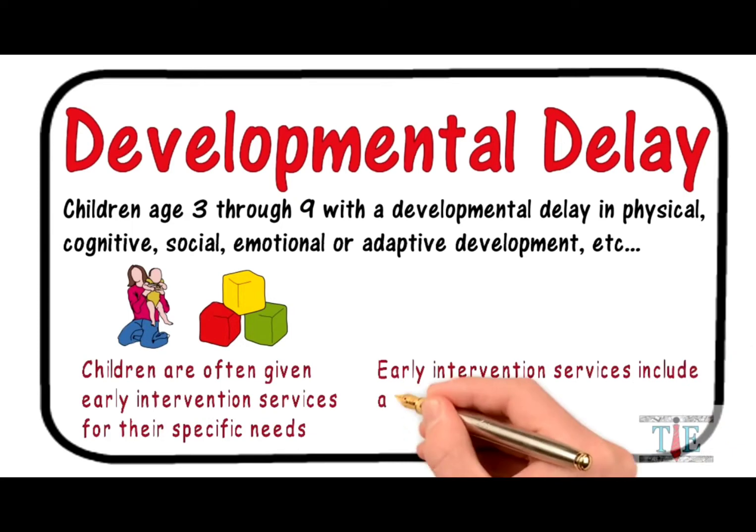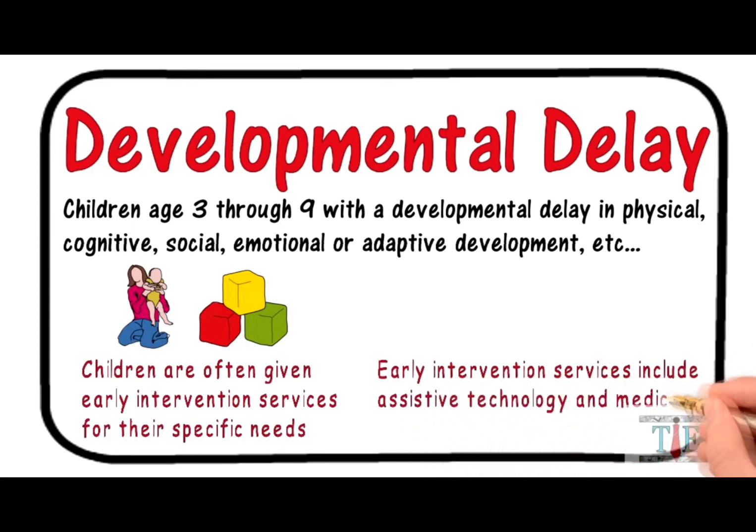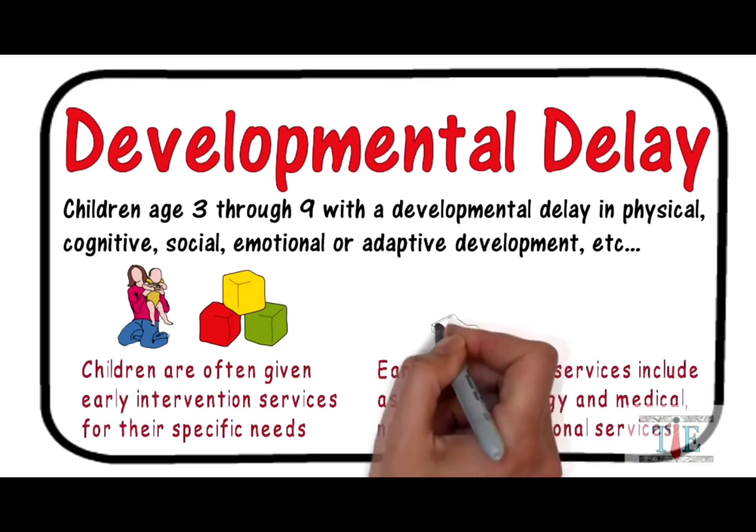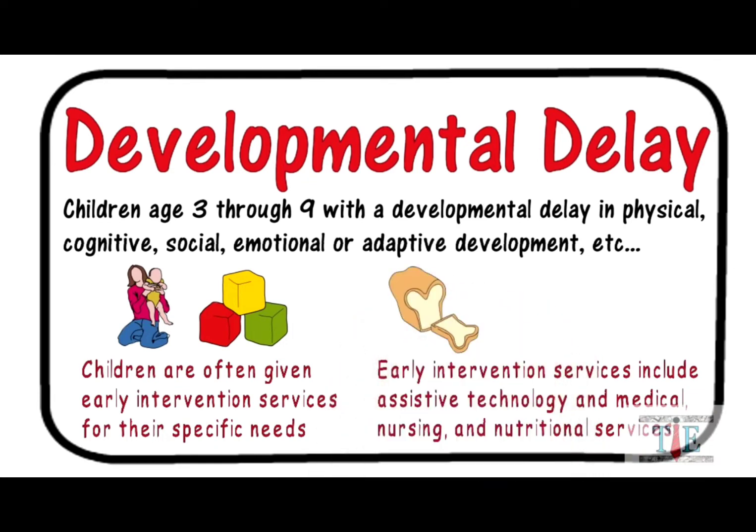Early intervention services include assistive technology and medical, nursing, and nutritional services. Nutritional services may recommend specific diets, and these children require a number of different supports and medical treatments.